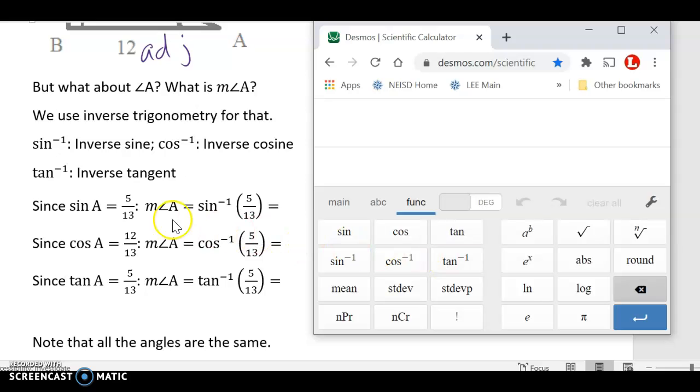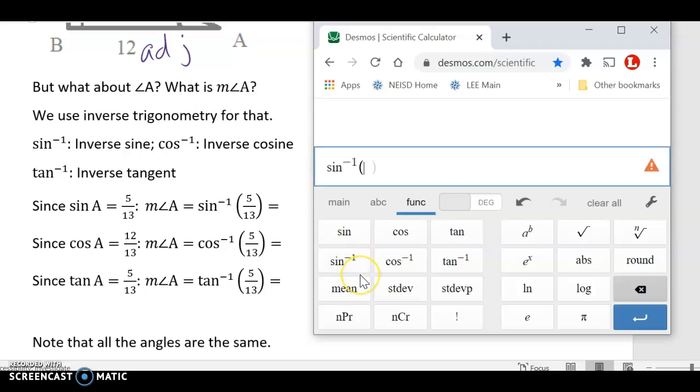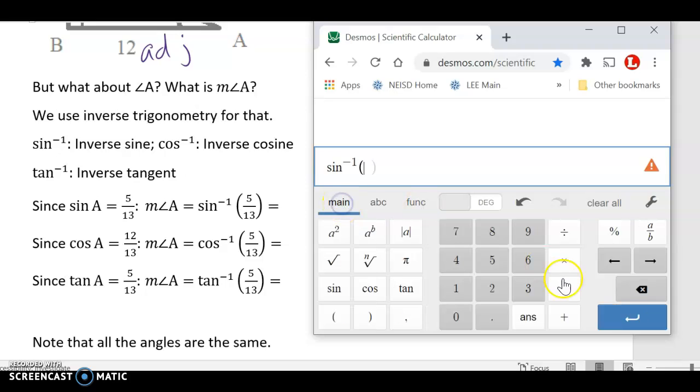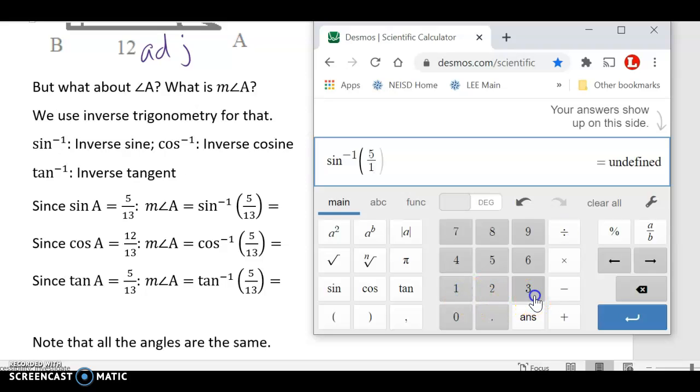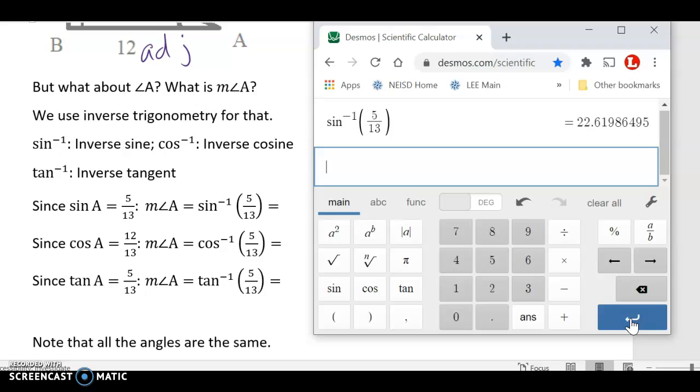So if I wanted to know, since sine of A is 5 over 13, to find the measure of angle A, I can hit inverse sine. Now you'll notice it goes back. I can either type it in, or I can go back to this screen, and I need to put 5 divided by 13. And I hit enter, and it tells me that angle is 22.619 degrees.